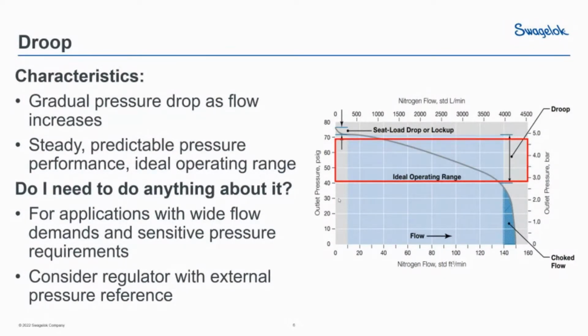However, if you do have a situation where you have wide flow demands, so in an example like you see here, if your flow demands range between, say, 40 and 100 SCFM, and you need to have very, very steady pressure controlled in that range, you may consider selecting a regulator that has an external pressure reference. By referencing the actual external downstream pressure in your system, the regulator has an opportunity to maintain that outlet pressure much more evenly across a wide variety of flow requirements.